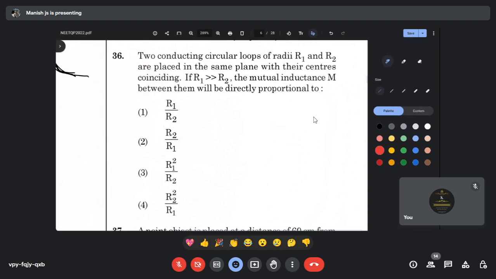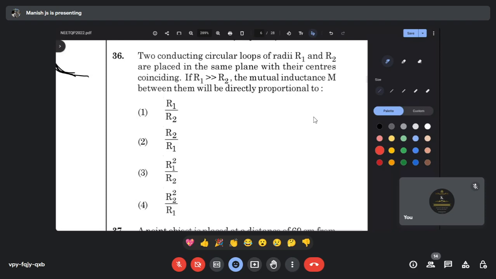36. Can one of you read this question? Two conducting circular loops of radii R1 and R2 are placed in the same plane with their centers coinciding. If R1 is greater than R2, the mutual inductance M between them will be directly proportional to.